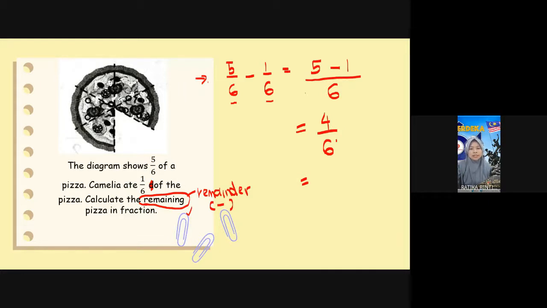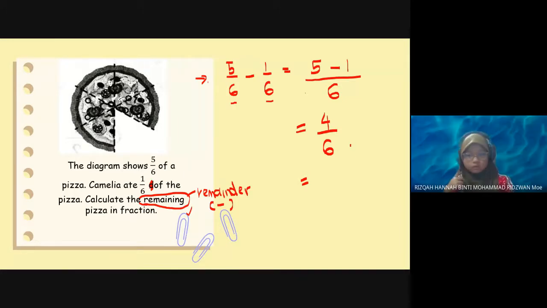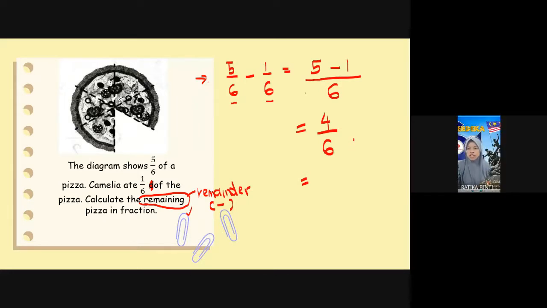Okay, 4/6. As you say, this is not the final answer. So what can we do? Apa yang boleh kita buat ni? What we should do? Apa yang perlu kita buat? Times 2. Are you sure you need to times? Kita nak cari pecahan apa?